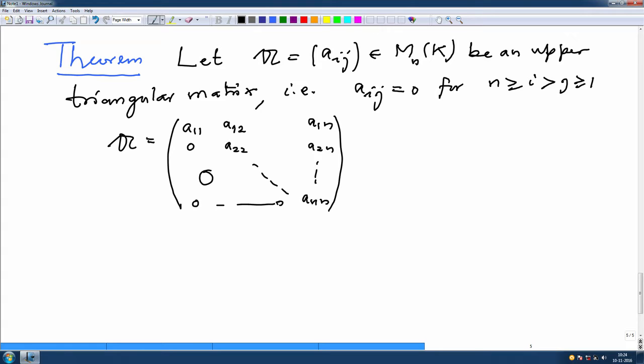Whatever we prove for upper triangular, a similar result will be true for lower triangular as well, because we can simply work with the transpose of the matrix, and we noted that the transpose of the matrix and the original matrix have the same determinants because of the two equalities. Okay. And what is the determinant of this? Then det A is nothing but the product of the diagonal entries. This is very easy to prove. So, proof.